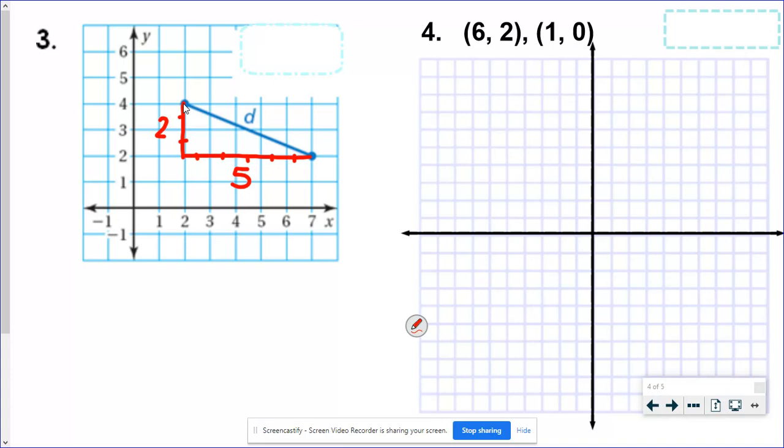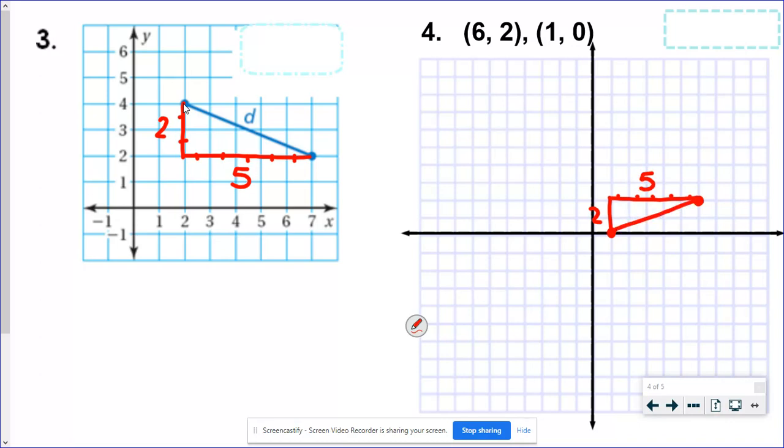So for 6, 2, remember, when we're graphing ordered pairs, we go sideways first and then up and down. So 6, 2, 1, 2, 3, 4, 5, 6. 2 is right here. And then 1 sideways, 0 up and down is right here. This time I'll draw my triangle above because I didn't do that on the last one. So this is 2, and this is 1, 2, 3, 4, 5. Exactly the same dimensions, right? I'm trying to find that length.